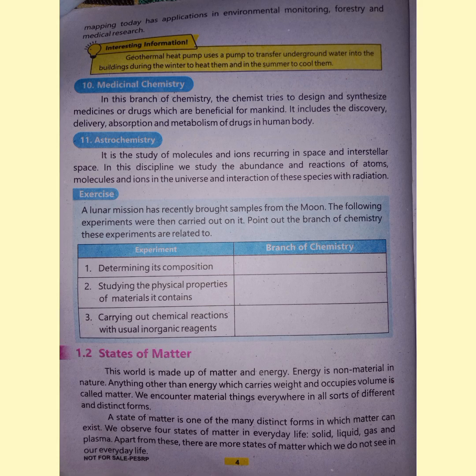Topic number 1.2, states of matter. This world is made up of matter and energy. Energy is non-material in nature. Anything other than energy which carries mass and occupies some space is called matter. Matter occurs in many distinct forms. We observe four states of matter in everyday life: solid, liquid, gas and plasma.